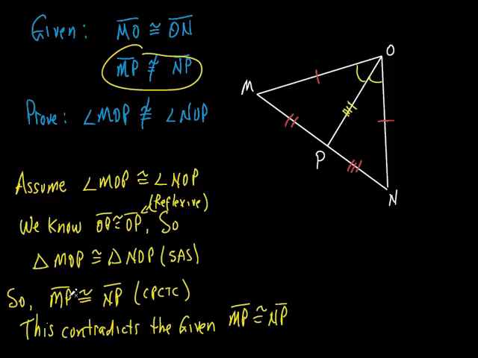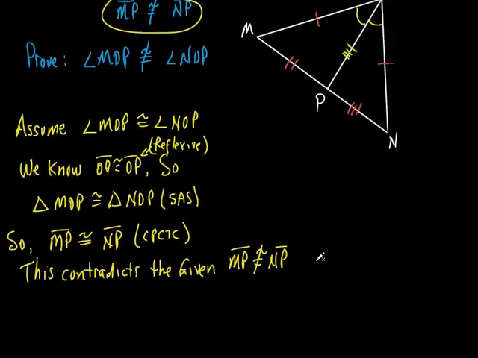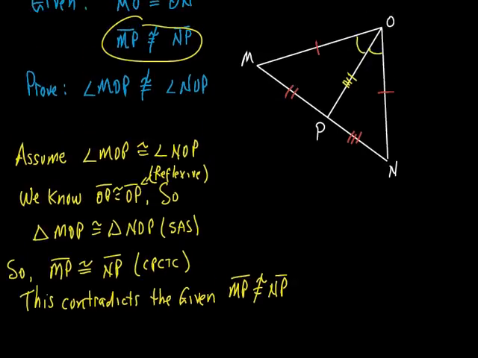There's our contradiction. Right here, we reasoned logically and came up with MP is equal to NP, but this contradicts the given that says they're not. So we just came up with a contradiction. That's what we were trying to do. The whole reason behind doing this is to come up with a contradiction. We did. It says here they're equal to each other, but the given says they're not equal to each other. They can't be both. So it contradicts the given.